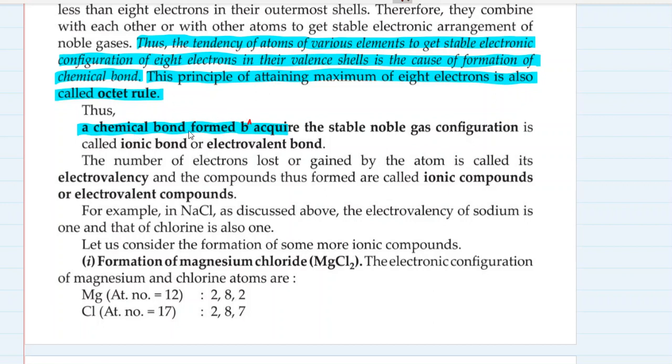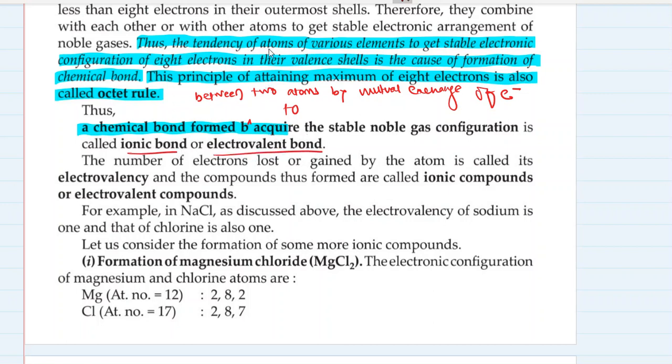A chemical bond formed between two atoms by mutual exchange of electrons to acquire the stable noble gas electronic configuration is called an ionic bond or electrovalent bond.